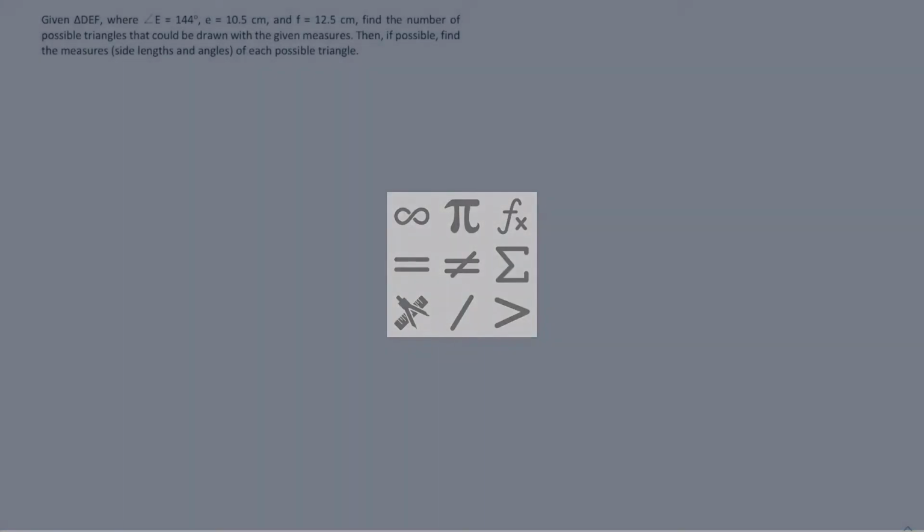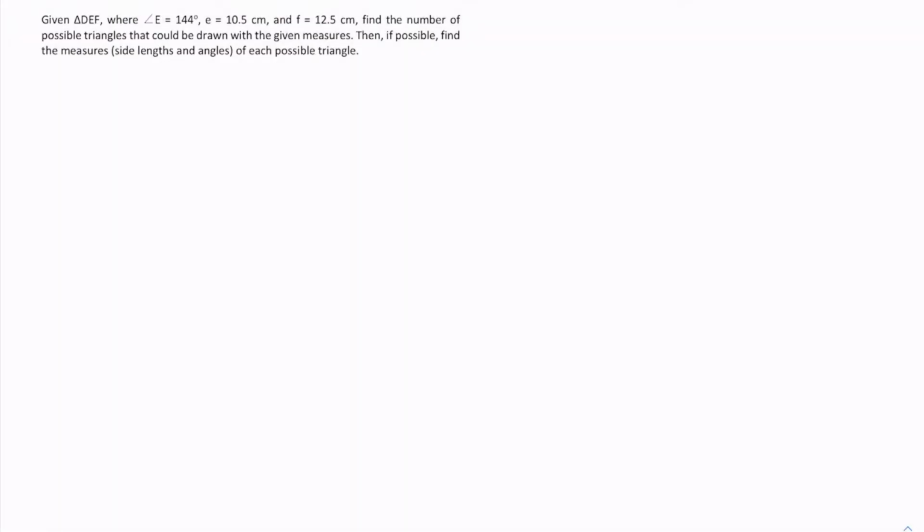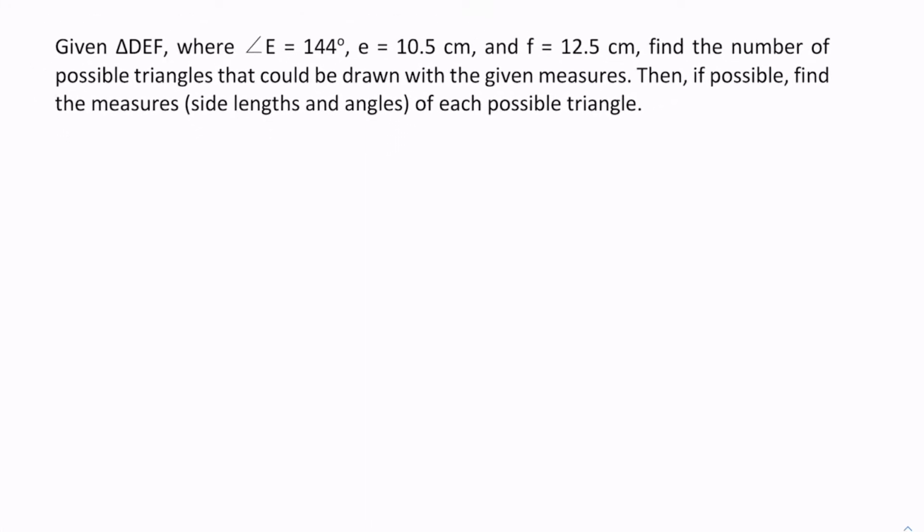Using the sine law here to solve a triangle, we're going to see if we can come up with more than one answer using the ambiguous case. So we're given triangle DEF with an obtuse angle this time, angle E being 144. Side E is 10.5 and side F is 12.5. So we want to find how many possible triangles could be drawn with the given measures.